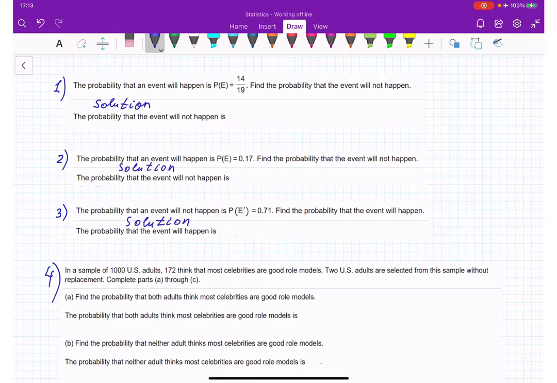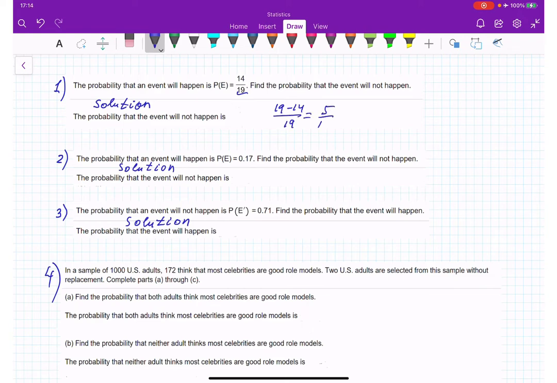Okay, question number one. The probability that an event will happen is 14 over 19. Find the probability that event will not happen. 14 over 19, meaning out of 19, 14 will happen. So what's the probability that event will not happen? If total 19, how many will be left? If 14 will happen, then 19 minus 14 over 19 will not happen, right?